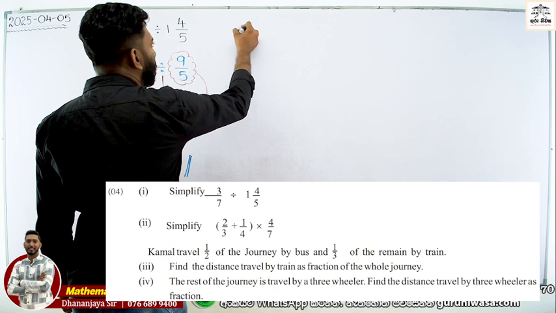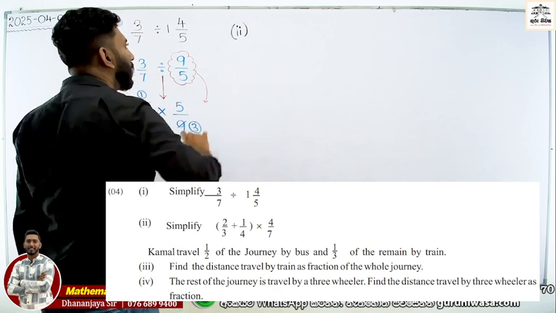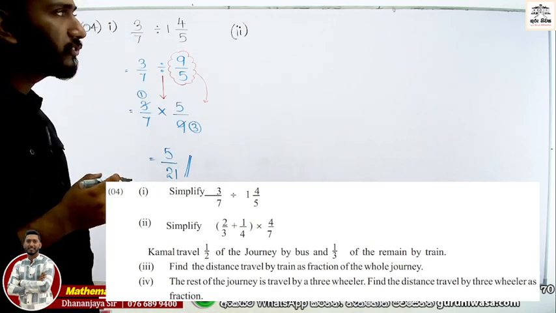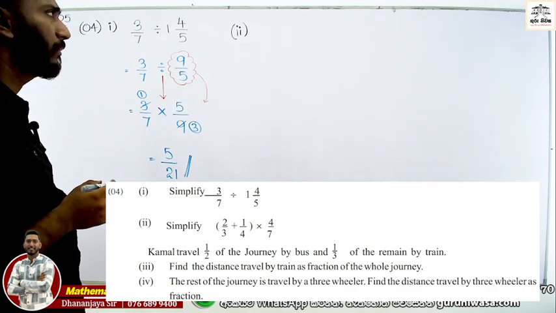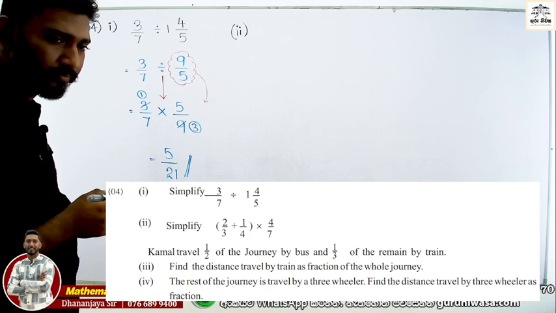Second one, and you need to follow the order of operations, BODMAS: brackets, division, multiplication, addition, subtraction.